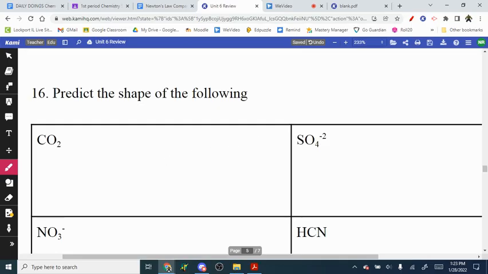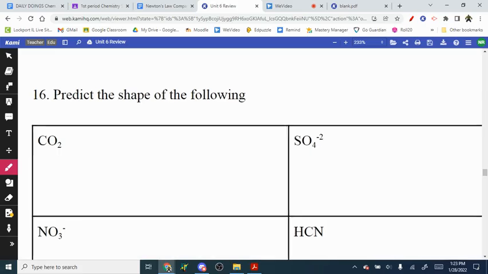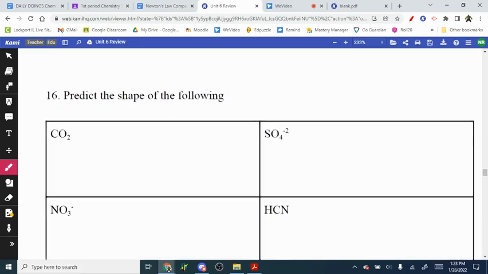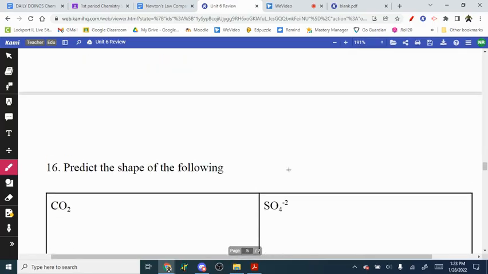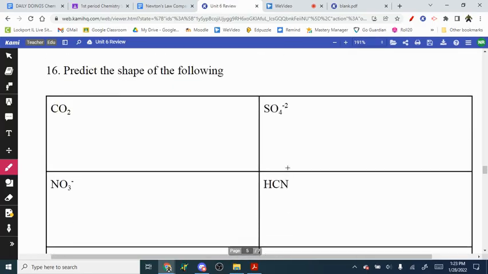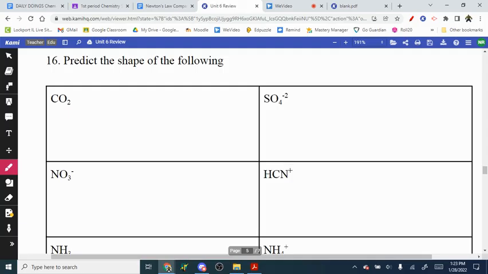All right, so to predict the shape of a molecule, the first thing you have to do is the Lewis structure. I'm not going to narrate the whole Lewis structures again because I already did in the previous one. And actually, these are all the same ones anyway, so you should have those already taken care of.